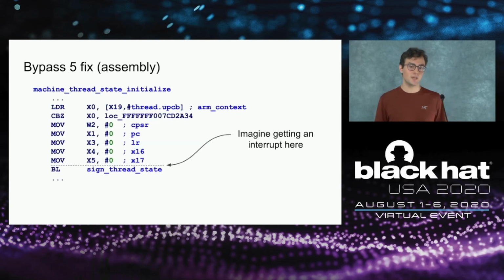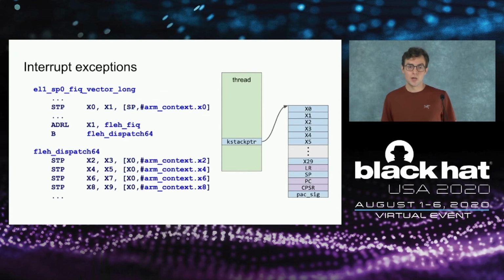This is a lot easier to see if you look at the assembly. So imagine that we're executing the instructions sequentially, and then right before we get to this sign thread state call, we have a timer interrupt that fires, and we immediately jump from here directly to the timer interrupt exception vector. So now during this exception vector, as you can see, it's going to spill all of the architectural registers to memory. So you can see x0, x1, x2, x3, x4, x5, all of them get spilled to memory.